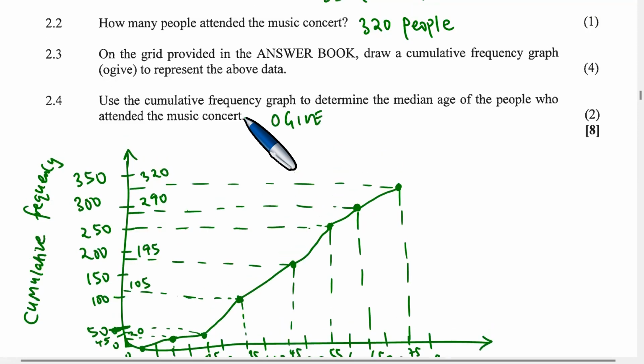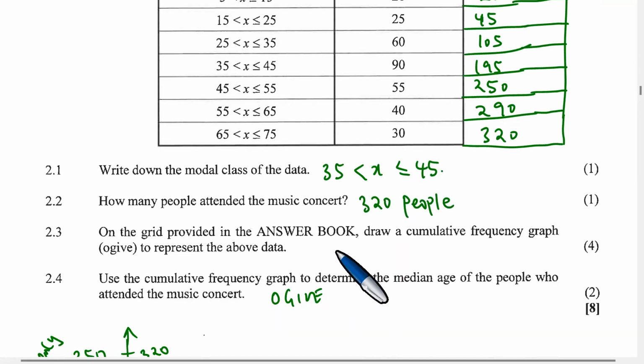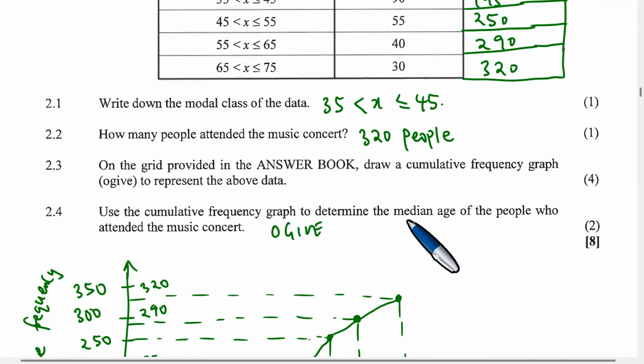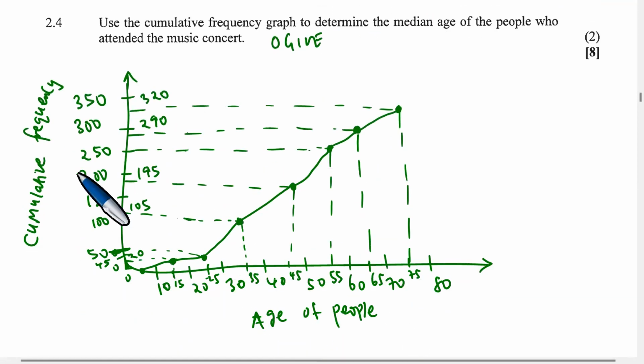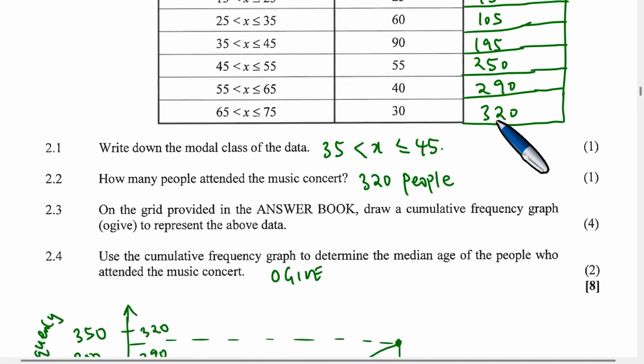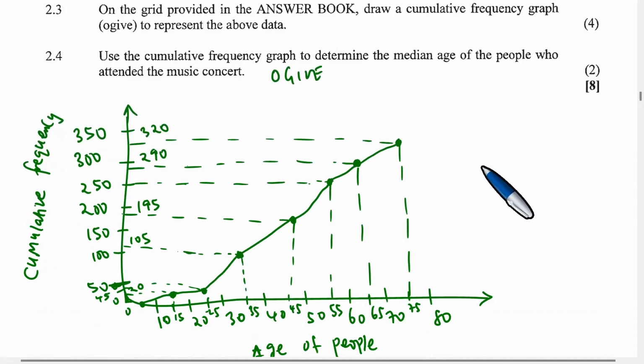Let's analyze this at 50%. They're saying you need to use a cumulative frequency graph to determine the median age. So we want to find the median age. If you look at 50%, which is just about half of the total 320, which is approximately 160.